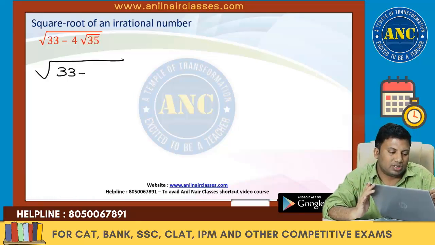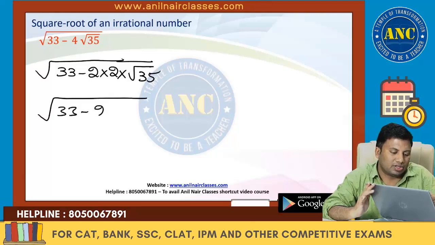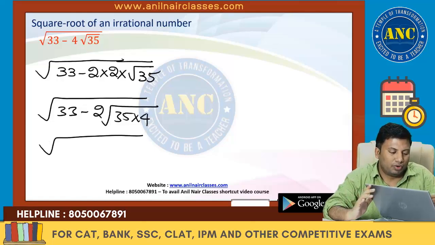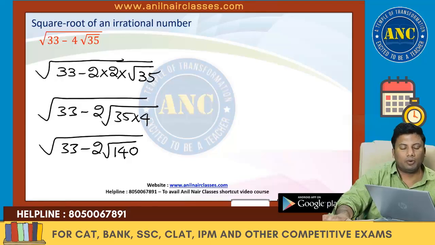33 minus 2 into root 35. This is nothing but 33 minus 2 root of 35 into 4. 35 into 4. This is 33 minus 2 root of 140. I hope it is clear.